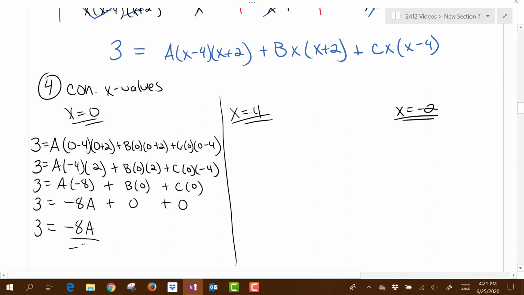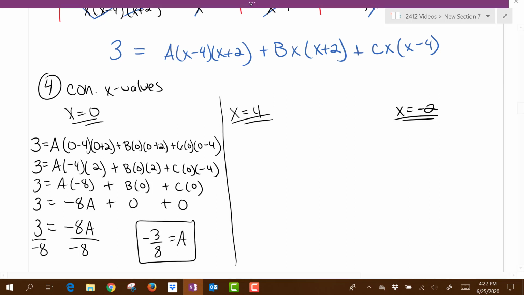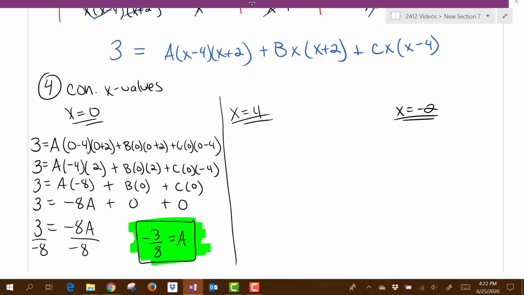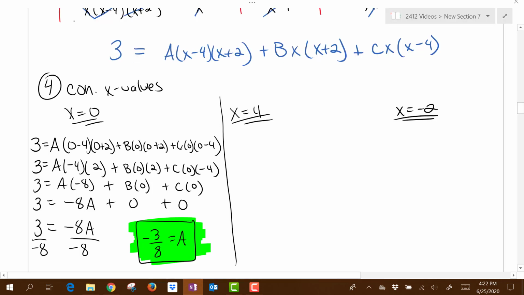Alright, I'm going to divide both sides by negative 8. And so I get that negative 3/8 is equal to a. So there's one of our solutions. And our goal is to figure out what are the values of a, b, and c. What are those numerators? Alright, I'm going to do the same thing for x equals 4.